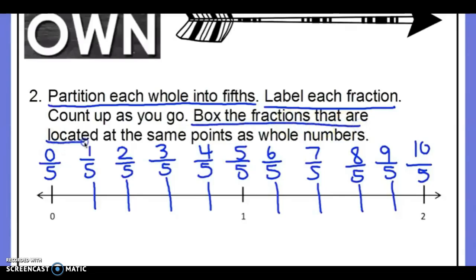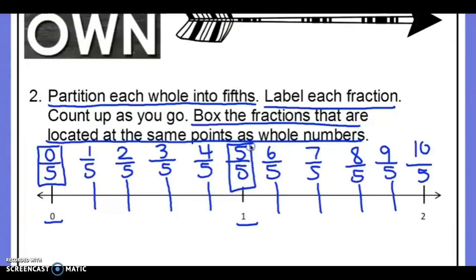Now I'm going to box the fractions that are located at the same points as whole numbers. 0 equals 0 fifths, 1 equals 5 fifths, 2 equals 10 fifths.